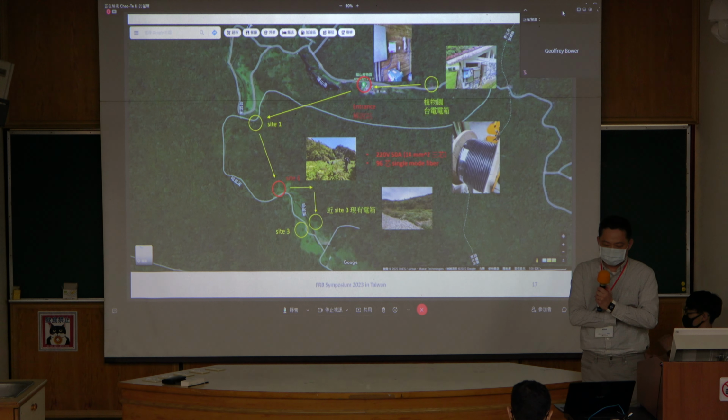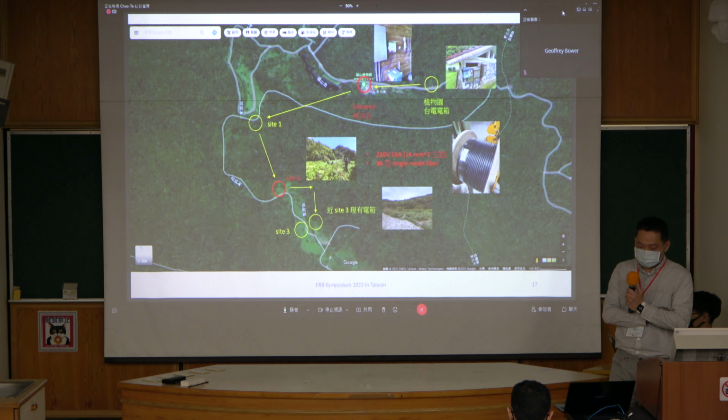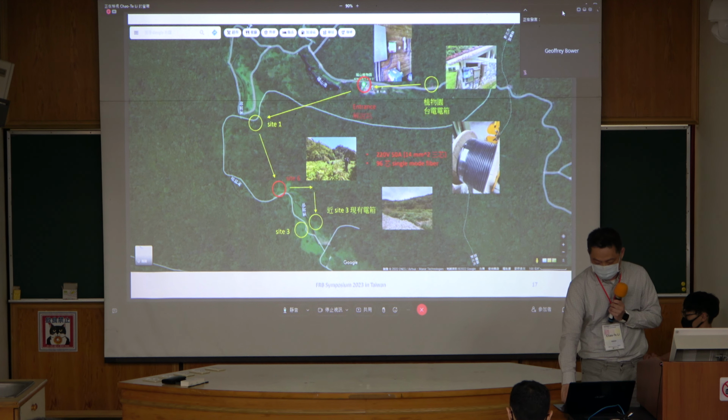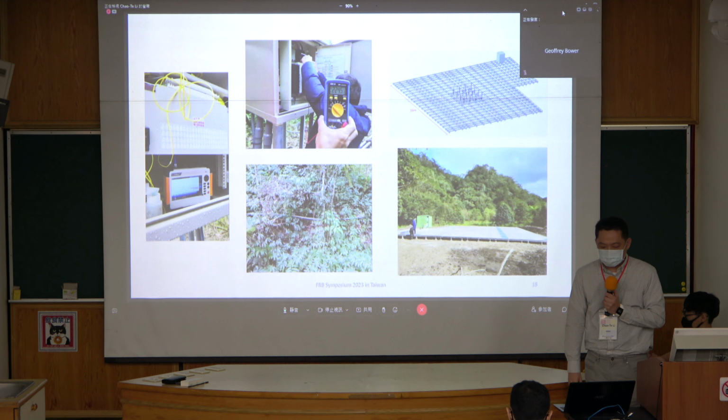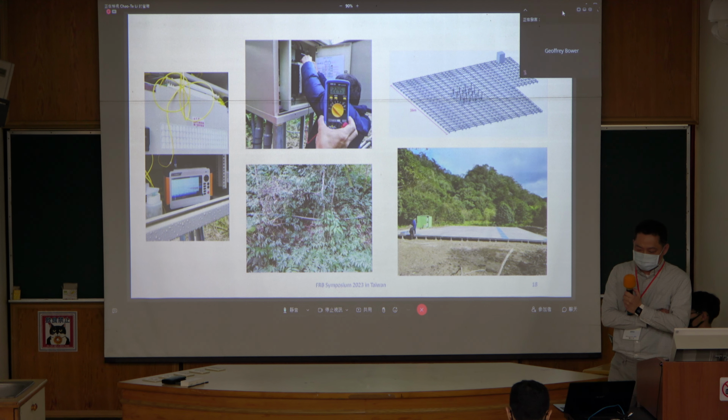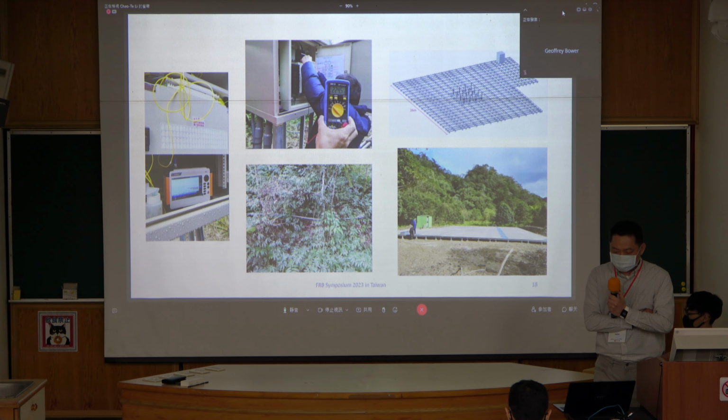And since there's no power or network connection at the site, we pulled some power and optical fiber cable from the entrance to the site. And these are some photos taken when doing the cable and the installation. We also set up a platform there for the antenna and the outdoor cabinet installation.